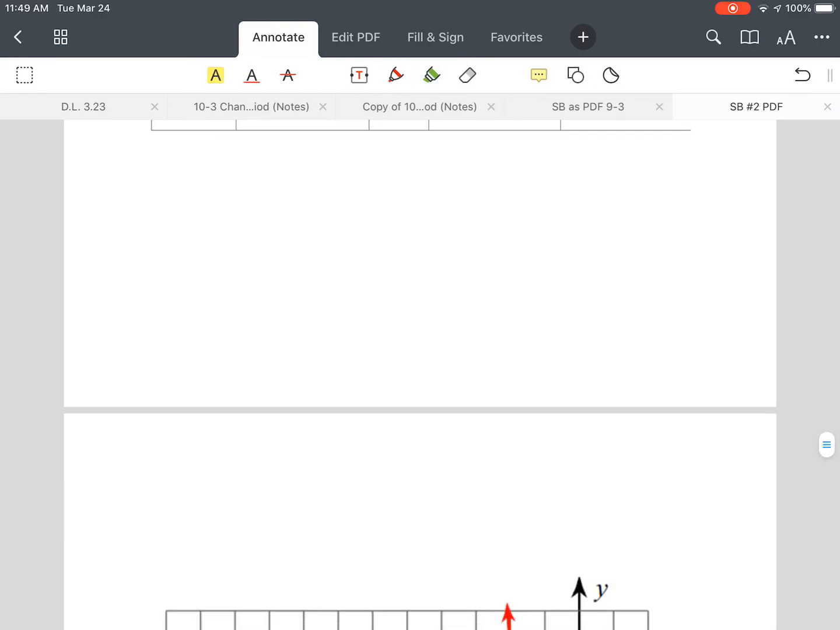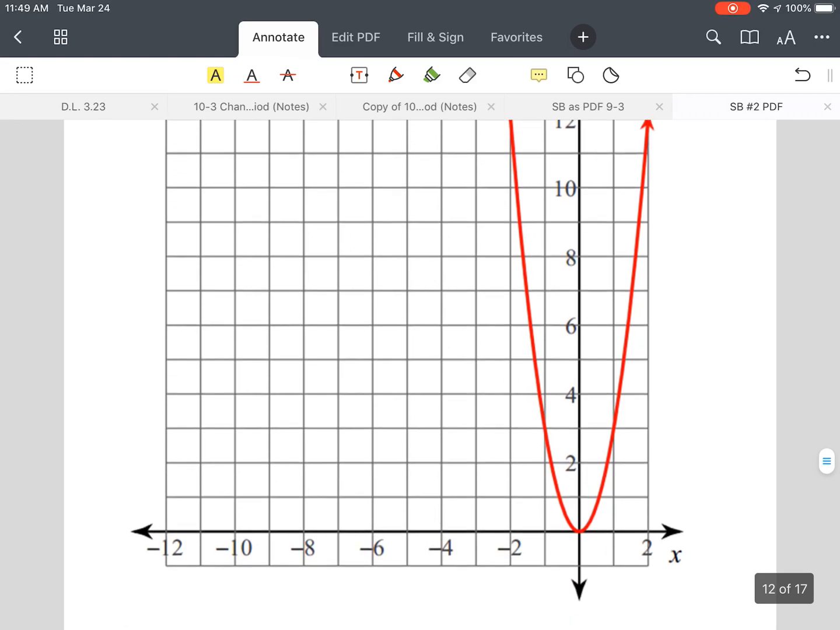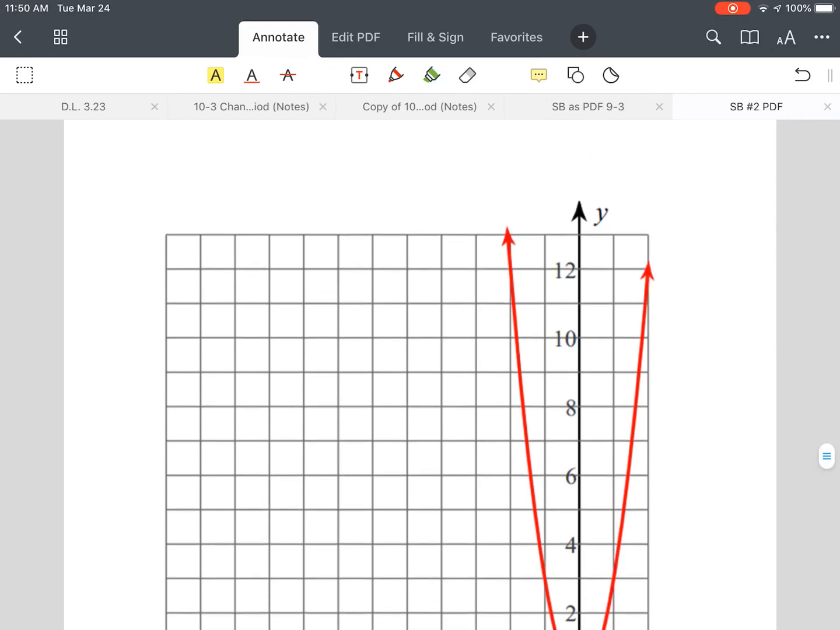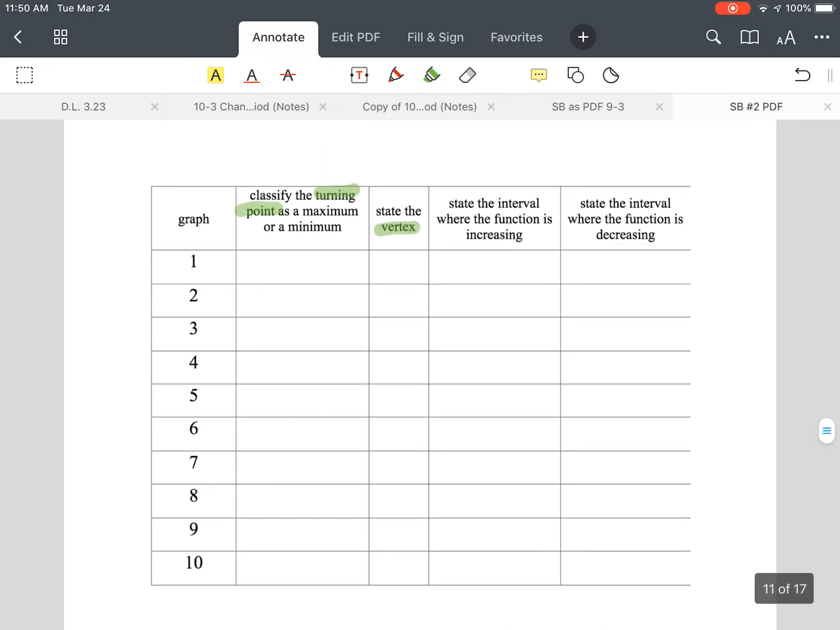So let's look at number 1. Let's first find our turning point. So here it is. Our vertex or our turning point is actually 0, 0. Is it a maximum or a minimum? Is it the highest or lowest point on the graph? Well, it is the lowest point on the graph, so it is a minimum. So let's fill those two things in.